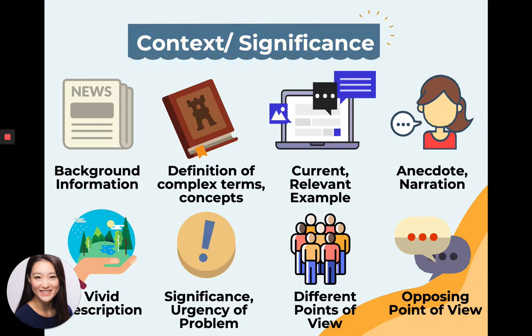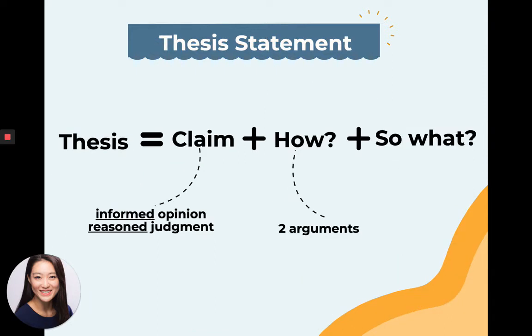So as you can see, you can select one or a combination of these to logically provide the reader with the background and context they need in order to read your essay, recognize the urgency of the issue in your essay, and understand your position or your thesis statement. And as we already know, the thesis is your claim, your informed opinion on the issue. The how refers to the two arguments you'll use to develop your claim, and the so what, the significance of the issue. And if you'd like to review more on the thesis statement, please watch the How to Write a Thesis Statement video.